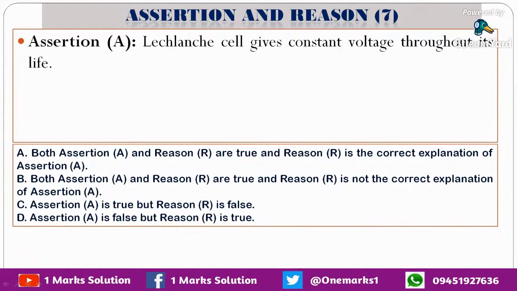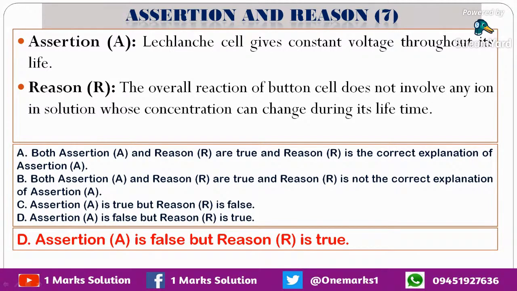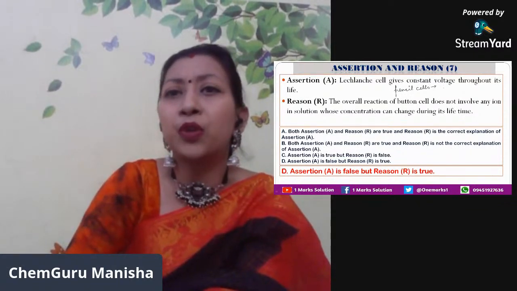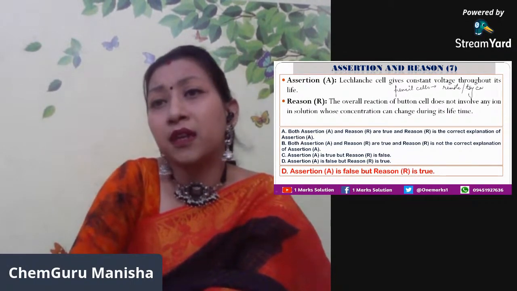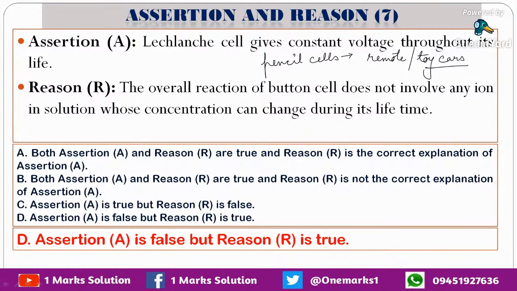Next assertion that we have is: Leclanche cell gives constant voltage throughout its life. The reason: the overall reaction of button cell does not involve any ion in solution whose concentration can change during its lifetime. Now, the Leclanche cell does not last its whole life at constant voltage. The Leclanche cells are the normal pencil cells that you use in your remote controls, the AC remotes, toy cars, all these things. So they are the normal cells, right? As you keep on using them, the voltage starts decreasing, and that's why when the voltage finishes completely, you say that the cell is dead. So it cannot give you constant voltage because it's not being recharged again and again.